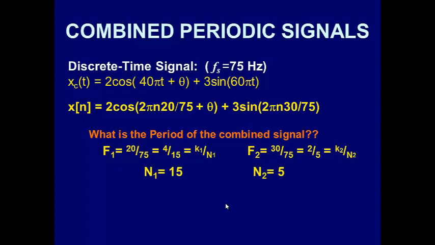So the number of samples in one period of this is 15. The number of samples in one period of this one is 5. We find their least common multiple, and that happens to be 15. So the combination will have a periodicity that has a period of 15. So we're applying this. Oops, I'll leave that there for you for a second.